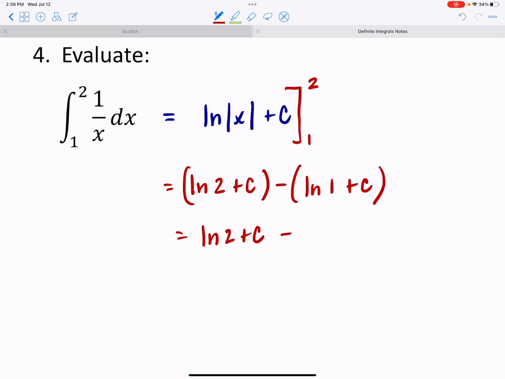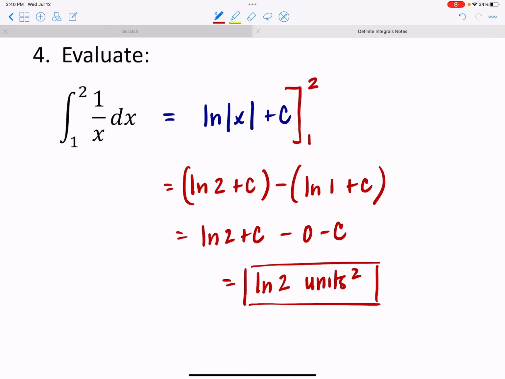So this is just going to be, what did I say? Natural log of 1 is going to be 0 and minus c. So those cancel. The natural log of 1 is gone, which means the final answer is just the natural log of 2. Again, square units for our area.